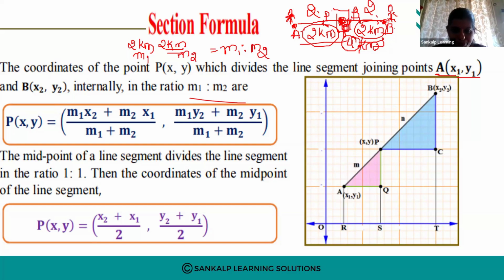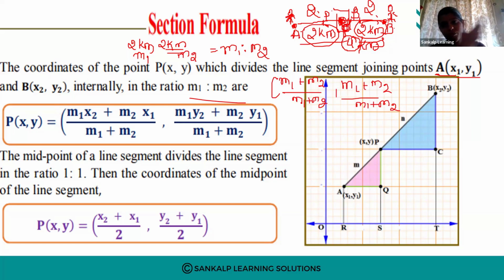See, first, how to remember this: first write down m1 plus m2, divided by m1 plus m2. Next, again m1 plus m2 divided by m1 plus m2. Okay, now write down m1 m2, m1 m2, m1 m2. Next, what should we write now? x2, here you are going to write x1, and here y2 plus y1.